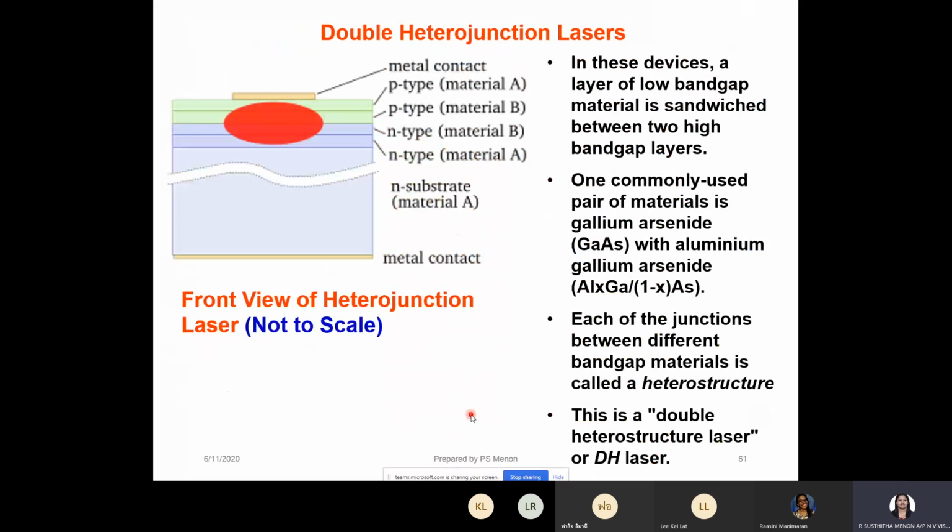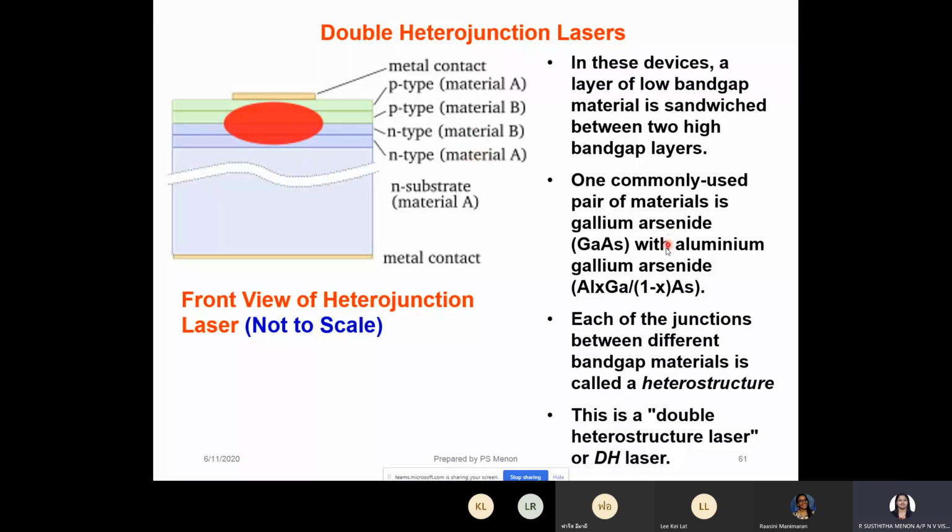So just now was a single heterojunction laser. Now you can have a double heterojunction laser. You add two P types and two N types. In these devices, a layer of low bandgap material is sandwiched between two high bandgaps. So although it's P-type, you can change the bandgap of A and B. Although this is N-type, you can change the bandgap of A and B.